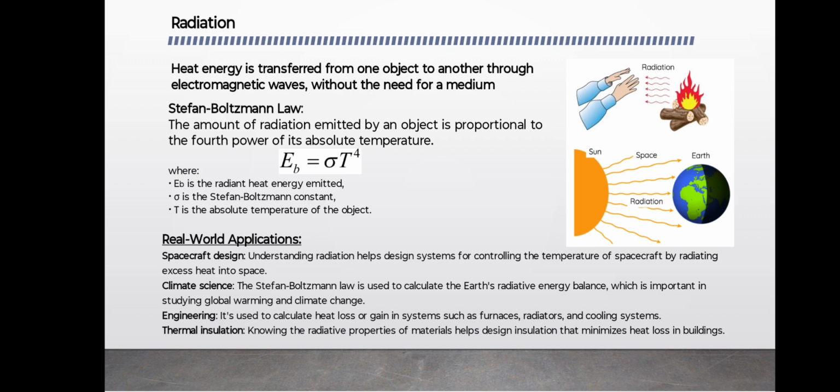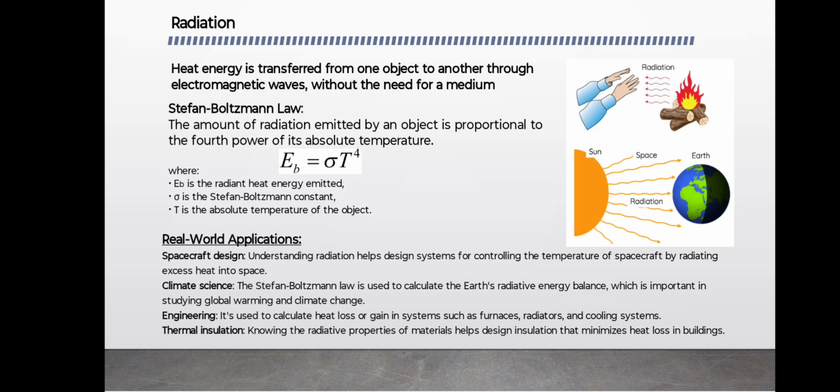Radiation is the heat transfer that takes place via electromagnetic waves. Simply we can define radiation as heat energy transferred from one place to another through electromagnetic waves without need of any medium. The figure shows various examples of radiation: sun radiation and radiation from the fire. These are a few examples for understanding the radiation type of heat transfer.